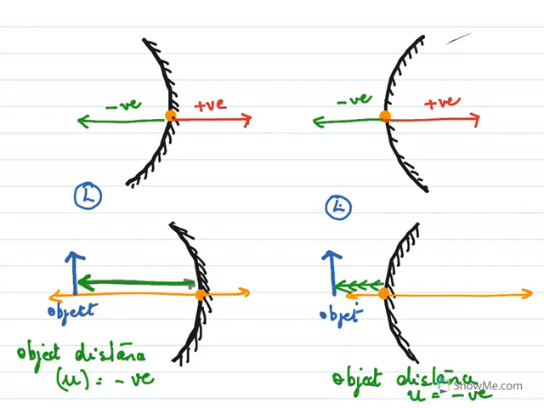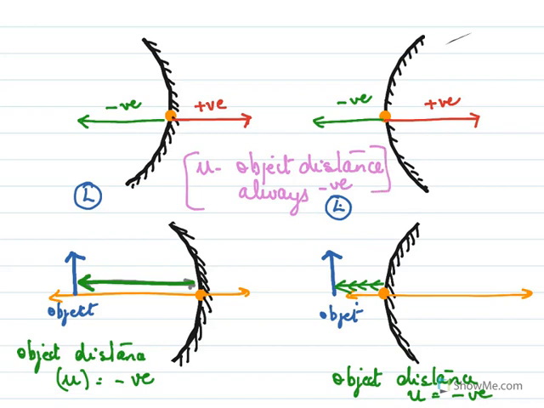So I repeat again, u, which is object distance, is always negative. You need to remember this point because it is always kept to the left, and we measure object distance towards the left. We go from the pole to the object towards the left. Everything that goes towards the left is measured negative.